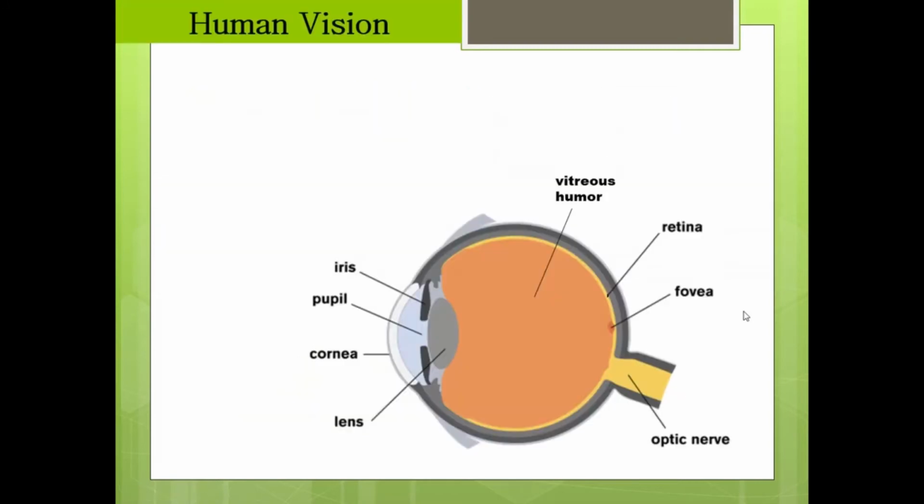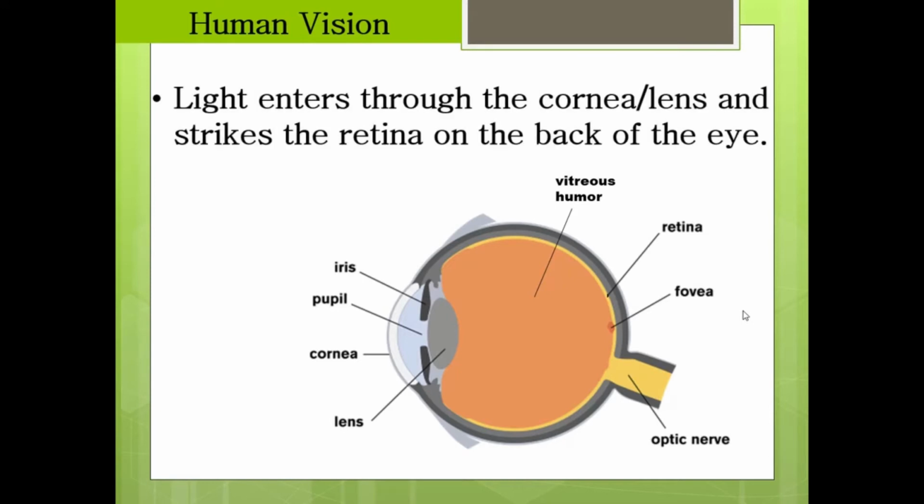We'll look a little bit about how we see things. So here's a basic diagram of your eye, and the light will come in from the left here, goes in through the cornea, which does most of the focusing.